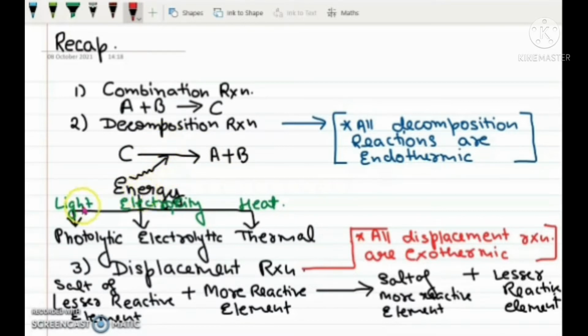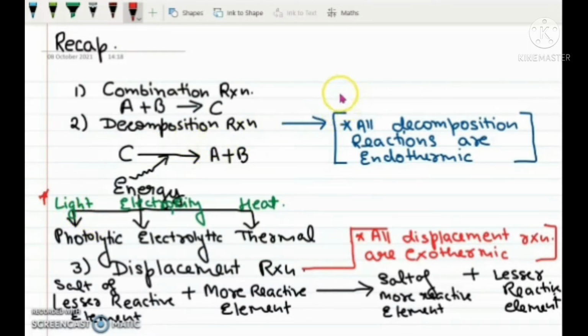If the energy is in the form of light, then it is referred to as photolytic decomposition. If the energy is in the form of electricity, then it is referred to as electrolytic decomposition. And if it is in the form of heat, then it is referred to as thermal decomposition. Please make a note that revising all the examples of these decomposition reactions is very important.